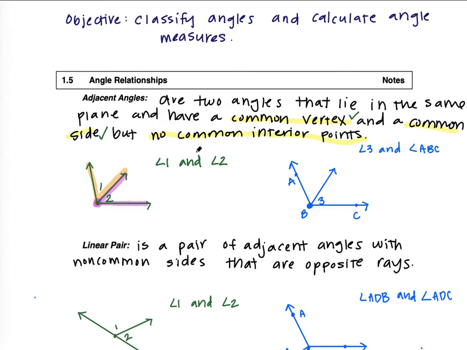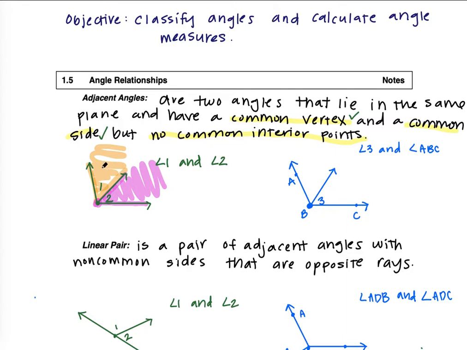Okay, now let's look to see if there are no common interior points. Interior points is talking about the inside of the two angles. So let's look at the inside. The interior of angle 1 is actually all of this, everything that I highlighted. Anything that's on the inside of angle 1. And the interior of angle 2, same thing, is everything on the inside of angle 2.